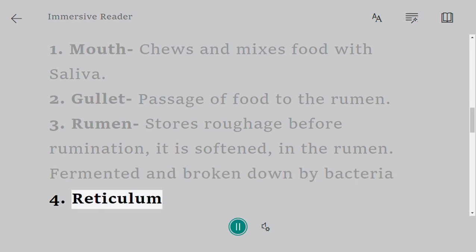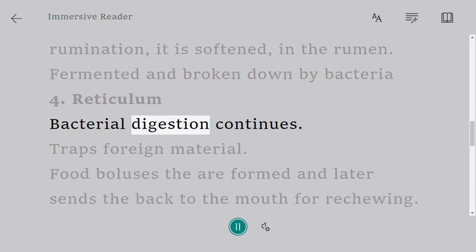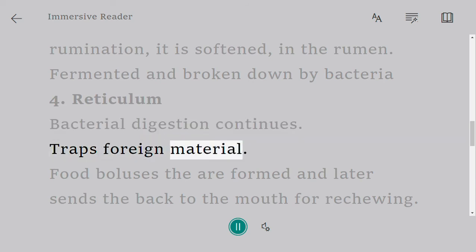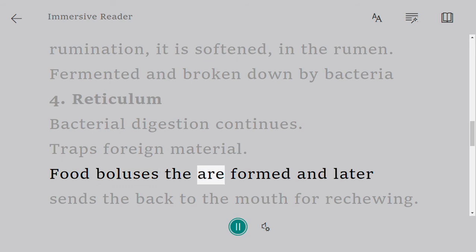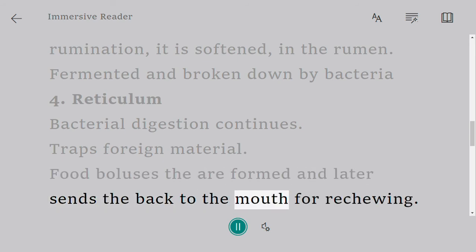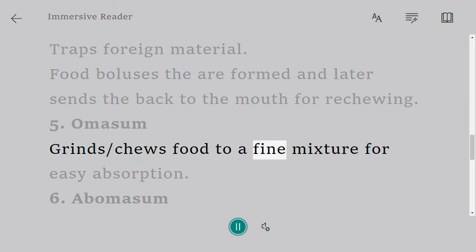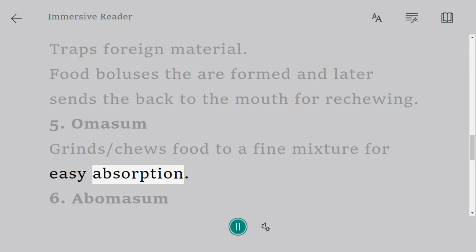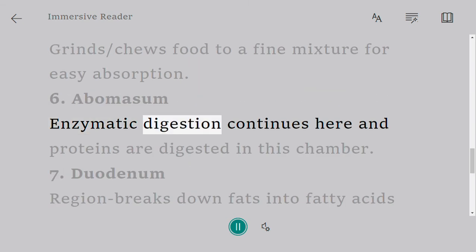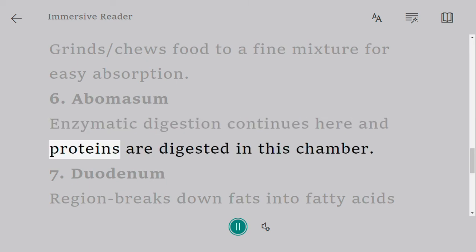4. Reticulum. Bacterial digestion continues. Traps foreign material. Food boluses are formed and later sent back to the mouth for rechewing. 5. Omasum. Grinds/chews food to a fine mixture for easy absorption. 6. Abomasum. Enzymatic digestion continues here and proteins are digested in this chamber.